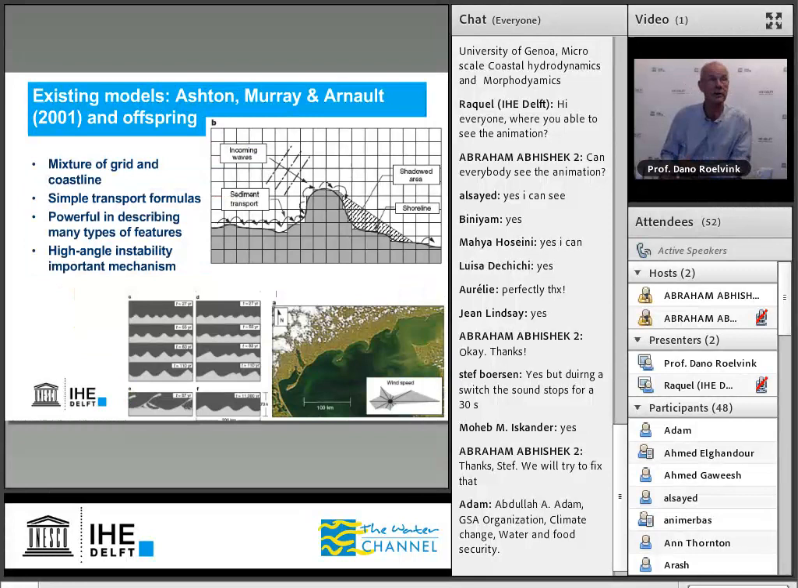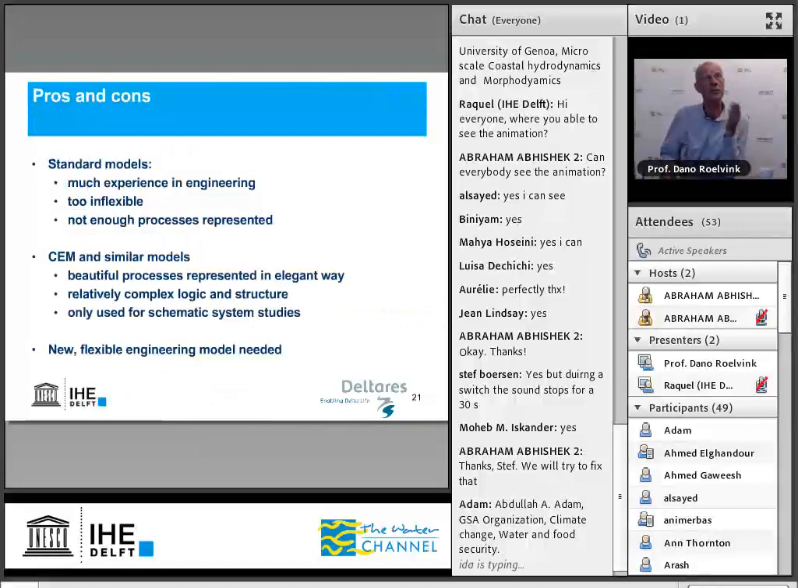On the other hand, there have been models by Andrew Ashton and others that were grid-based, but still relatively simple, just driven by longshore transport, based on very simple transport formulations. But that model is able to simulate very interesting coastal instabilities, like you see on the bottom right. But it was never meant to be an engineering model. So the standard models have a lot of experience in engineering. The coastal evolution model and similar models have much richer behavior, but they are only used for schematic system studies. And what we'd like to have is a model that combines those things.